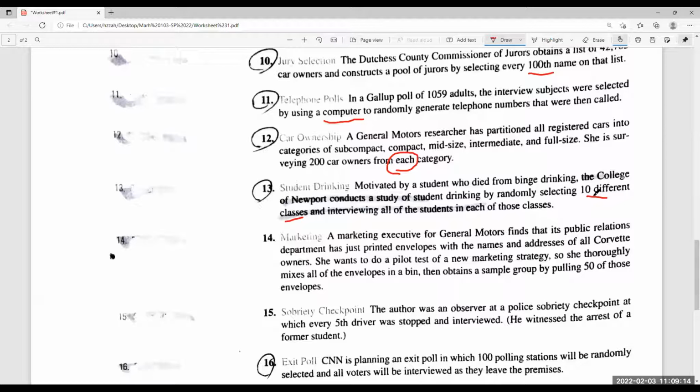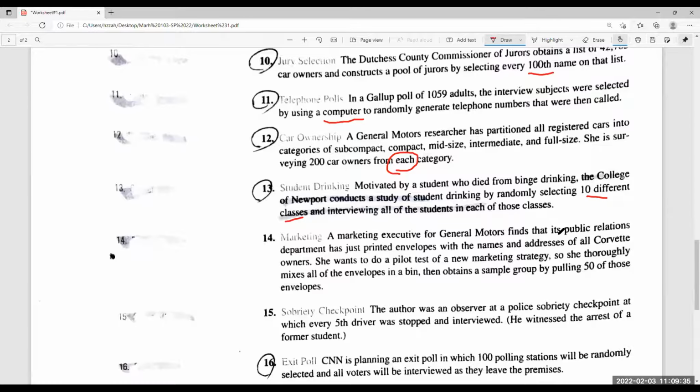So again, it's clustering, because there are other people in the college you didn't ask. You just asked the people in those 10 classes. So it's just a specific group, so it's clustering. Any question?